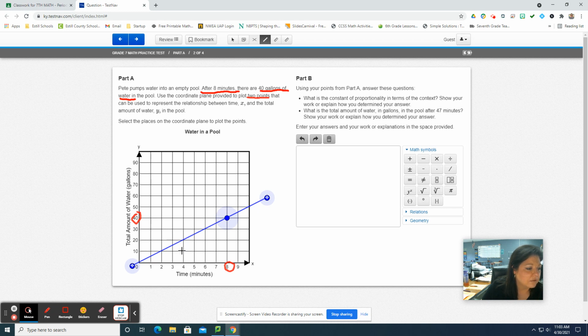There you go, (4, 20). But I can plot these anywhere I wanted to as long as it was on that line. It just says plot 2 points. Okay, and we will see.